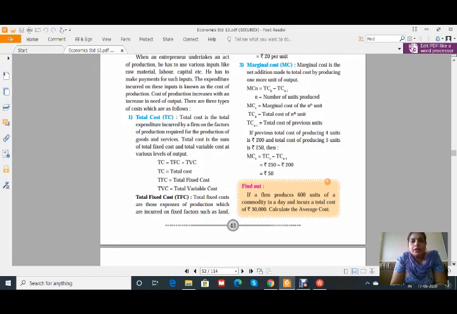It is the total expenditure incurred by a firm on the factors of production required for the production of goods and services. It is the total cost. That means it is total expenditure. Whenever goods or commodities are produced, there are two types of cost, that is total fixed cost and total variable cost.